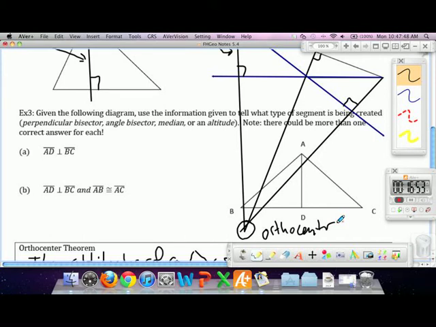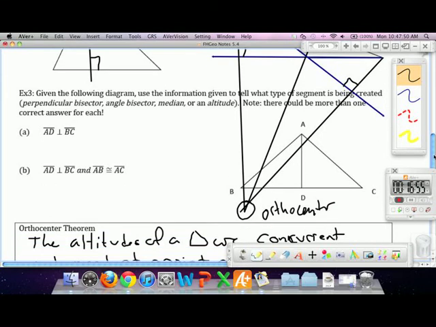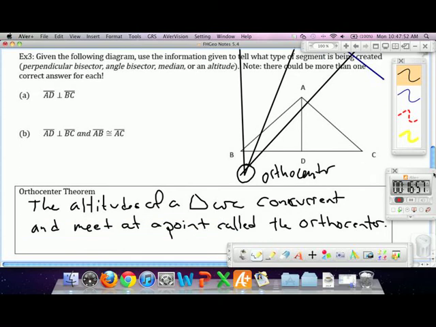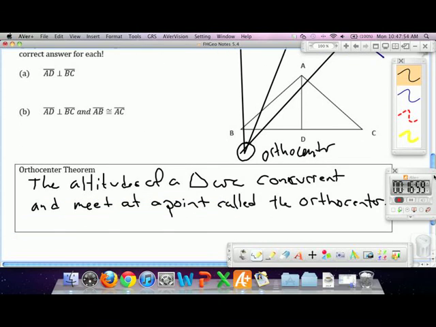Can you put the definition up for this? This is the definition, or the orthocenter theorem. All it says is they actually do intersect.